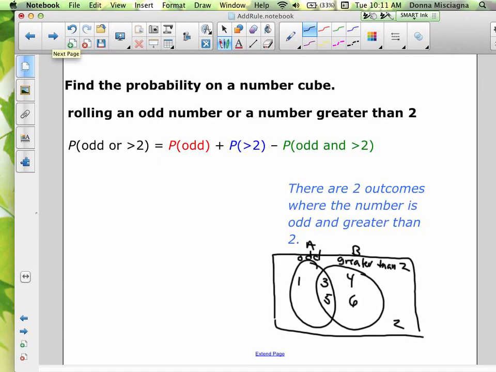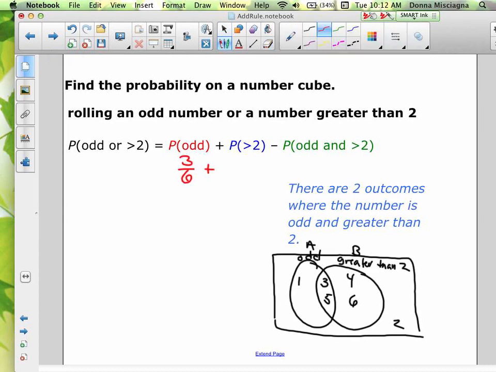Right, so now we can see all of our probabilities. So let's do probability of odd. What's the probability of odd going to be? You've got to include everybody in odd. 3, yeah, 3 out of 6. So probability of odd is going to be 3/6.